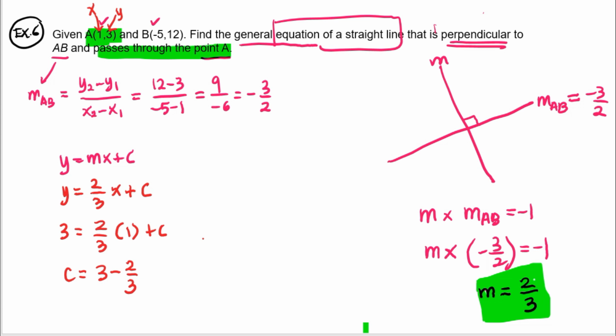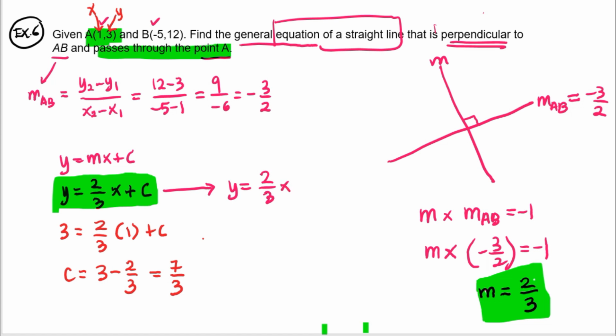So you have 9 minus 2 will be 7 over 3. So 7 over 3. So you already obtained the value for c. So this equation can be written as y equal to 2 over 3x plus c, so plus 7 over 3.